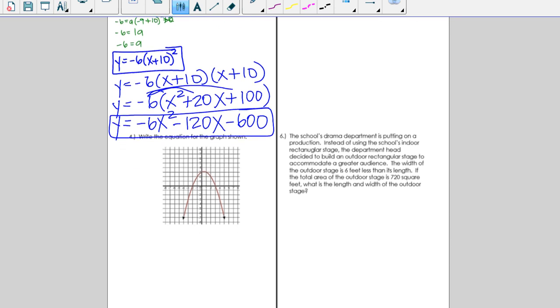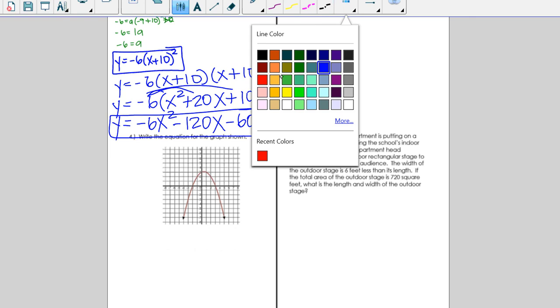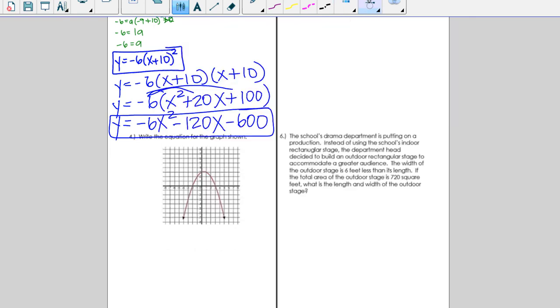Here, this says write the equation for the graph shown. Okay, so we don't need to bother about what specific type of form we want. Oh gosh, guys, I'm so sorry. You can't start in standard form, and if I had my math brain on right now, I could actually make that sound good, but you just can't do it.